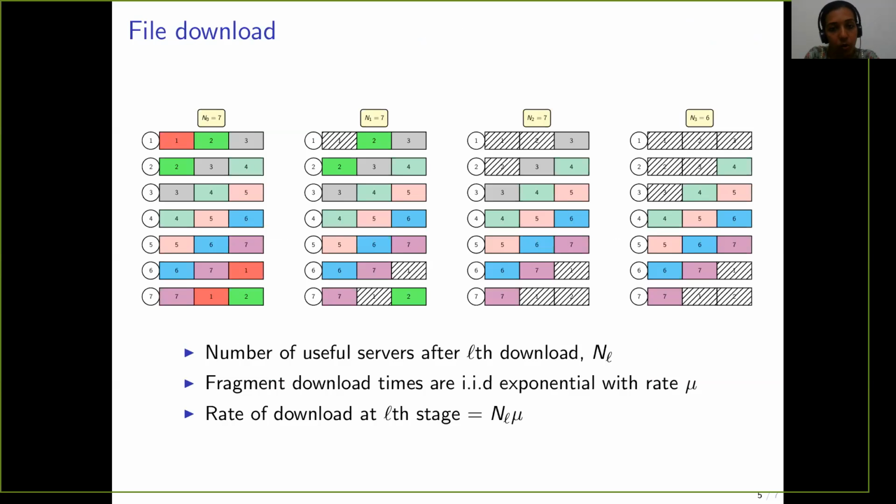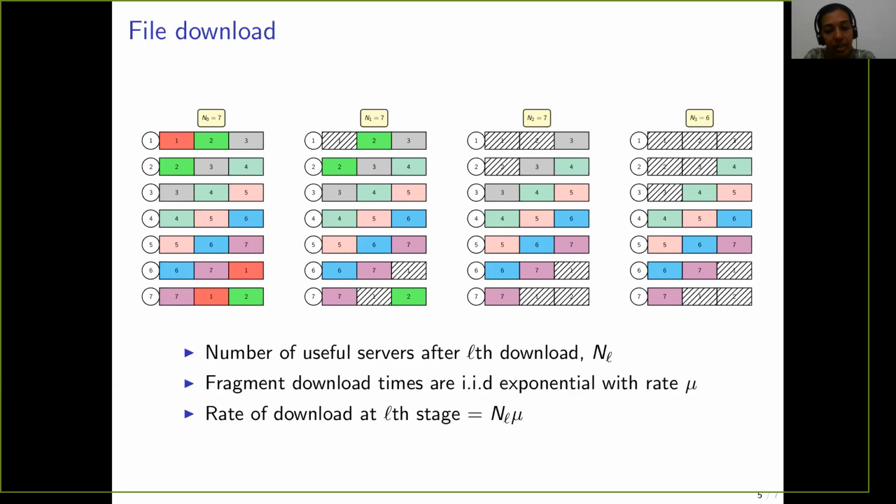Next, we look at the file download. We consider a single request in the system and it will be forked into all B servers simultaneously and will start downloading the file fragments from these servers in succession. A request leaves the system only once it has gathered all the fragments which are necessary to decode the entire file. We introduce a parameter, the number of useful servers after each download, which is the number of servers which holds at least one fragment that is not yet downloaded.